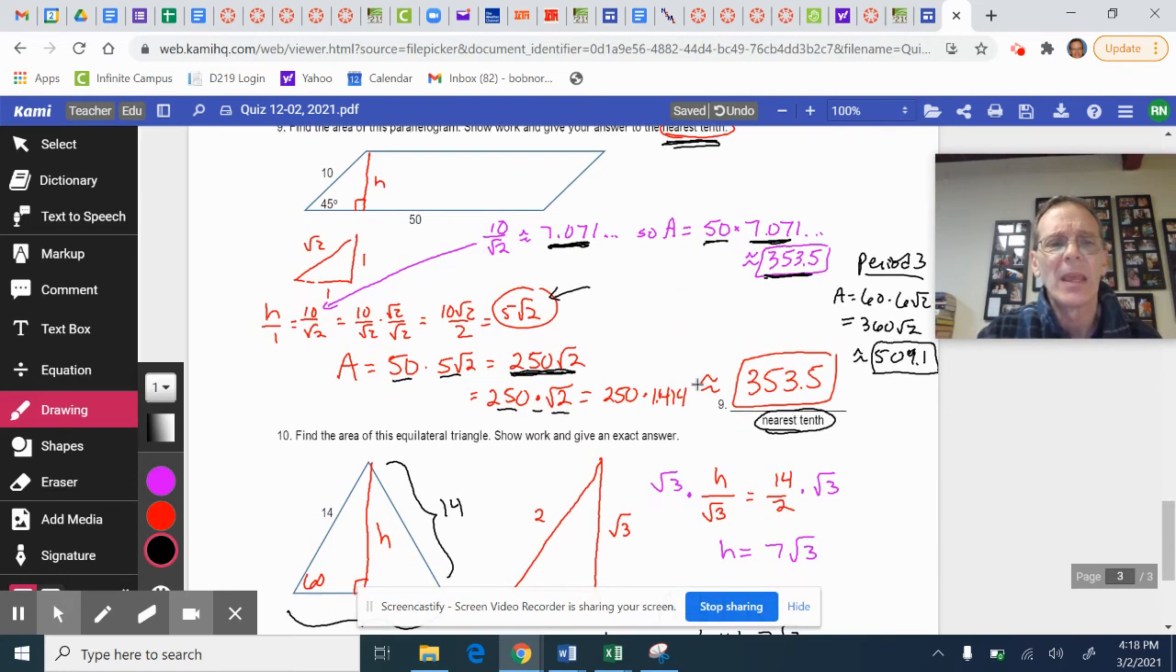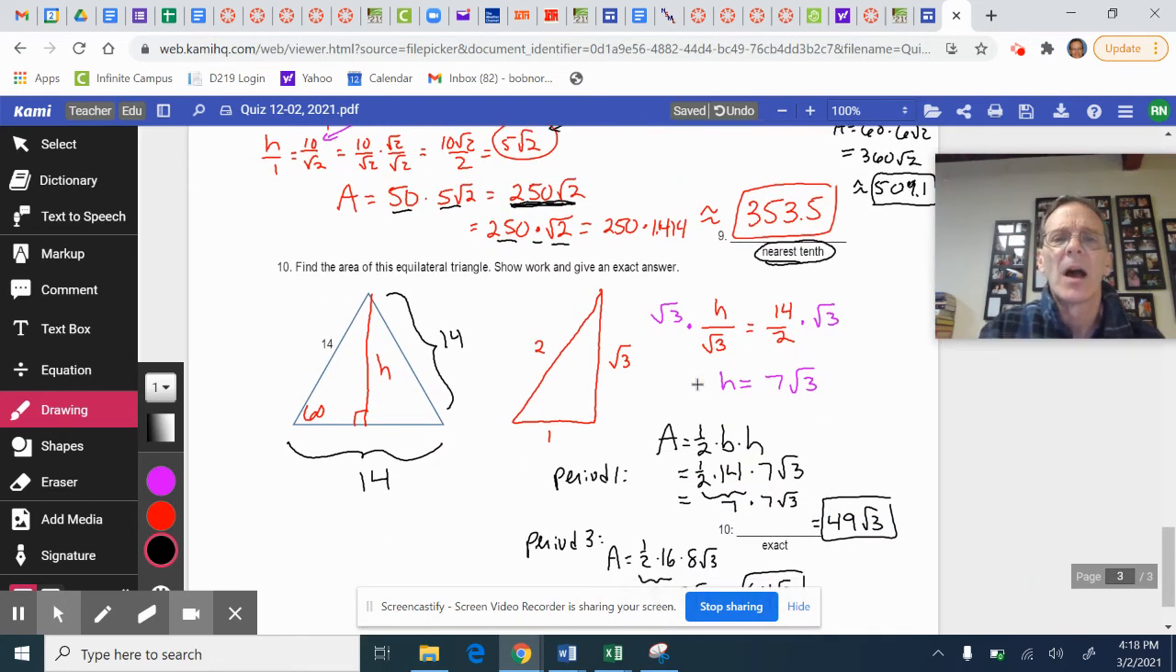In number 10, once again, the formula is 1/2 times base times height. And a lot of people did know the correct formula and tried to use the correct formula, but made a careless mistake. You got to use your 30, 60, 90 right triangle knowledge this time to find the height of the triangle, which turned out to be 7 radical 3 for period 1. For period 2, it was 8 radical 3.